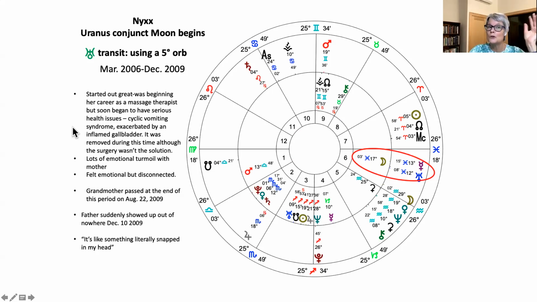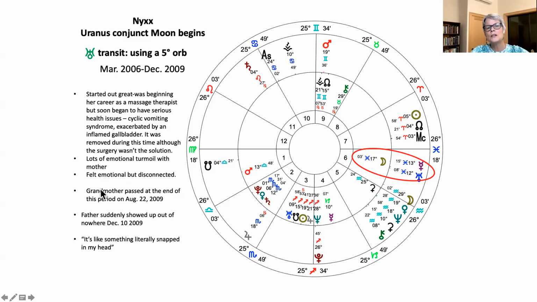She was beginning her career as a massage therapist, but soon began to have serious health issues, 6th house, and again, Chiron in Taurus. Cyclic vomiting syndrome, exacerbated by an inflamed gallbladder. It was removed during this time, although the surgery wasn't the solution. Lots of emotional turmoil with her mother. Felt emotional but disconnected, which is very Uranus, high frequency, and that's the fragmentation, mental fragmentation, feeling mentally disconnected.